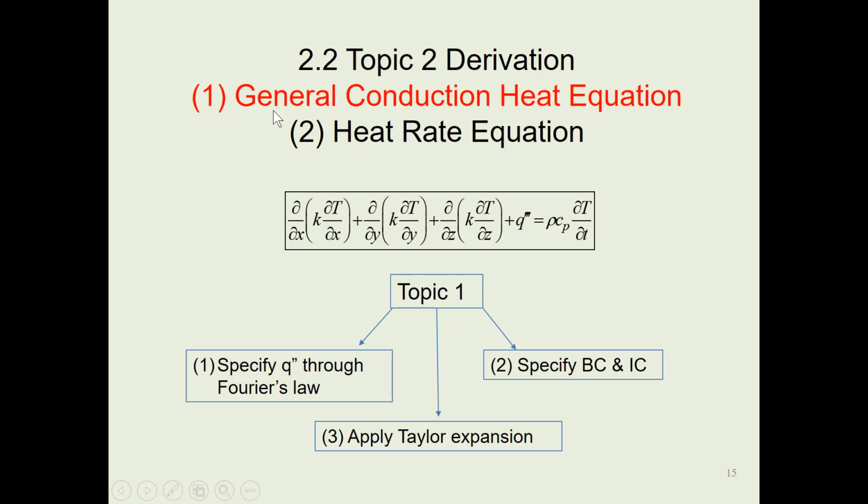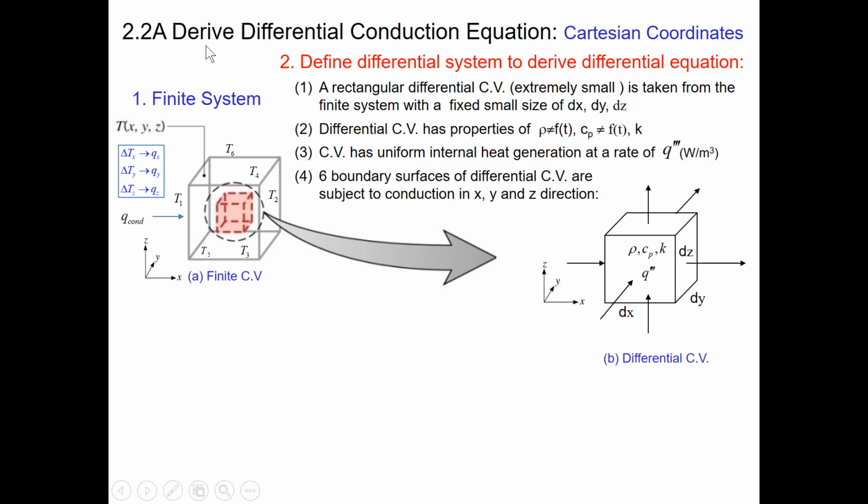Part 1, general conduction heat equation. A. Derive the differential conduction equation in Cartesian coordinates. First, there's a finite system. Due to temperature difference in the x direction, y direction, and z direction, there's conduction heat flow in each direction. We're interested in the conduction heat flow value.